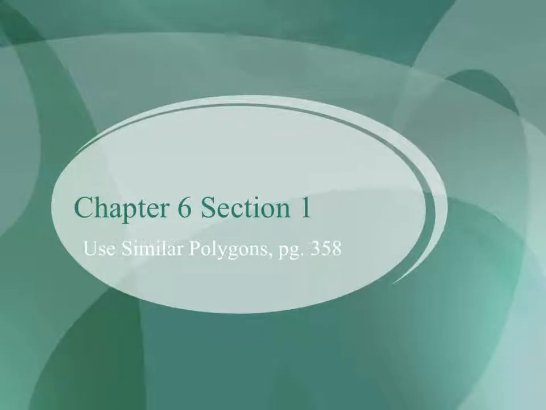Okay, so chapter 6, section 1, we're talking about using similar polygons. In this lesson, we're going to talk about any type of polygon. It could be a quadrilateral. When we get into lessons 6.3 and 6.4, we're going to narrow it down to triangles. And remember those shortcuts we use to prove triangles congruent, like side, side, side, and side, angle, side. We're going to learn some similar shortcuts to prove polygons similar.